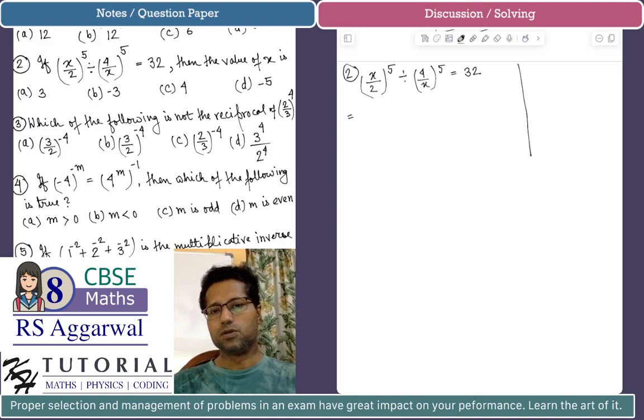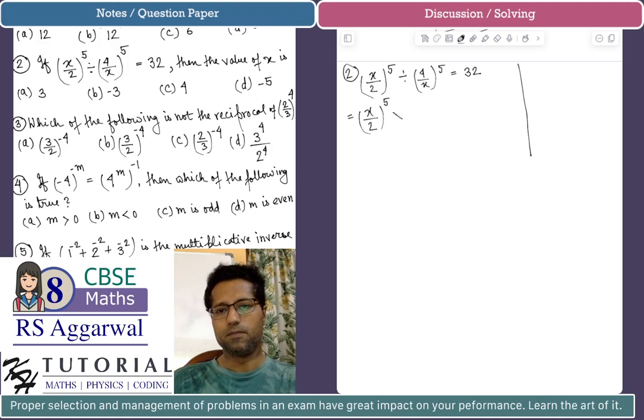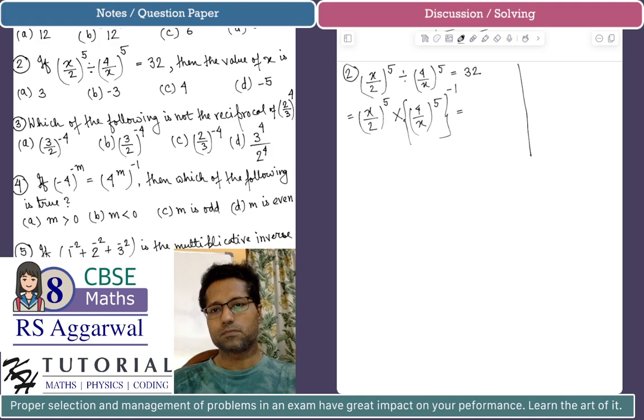Okay, so now what is this? Let's first apply the division operator. We have x by 2 raised to the power 5, and divided by 4 by x raised to the power 5 will be multiplied by whatever the divisor is. In this case, the divisor is 4 by x raised to the power 5. We have to take its multiplicative inverse, or reciprocal.